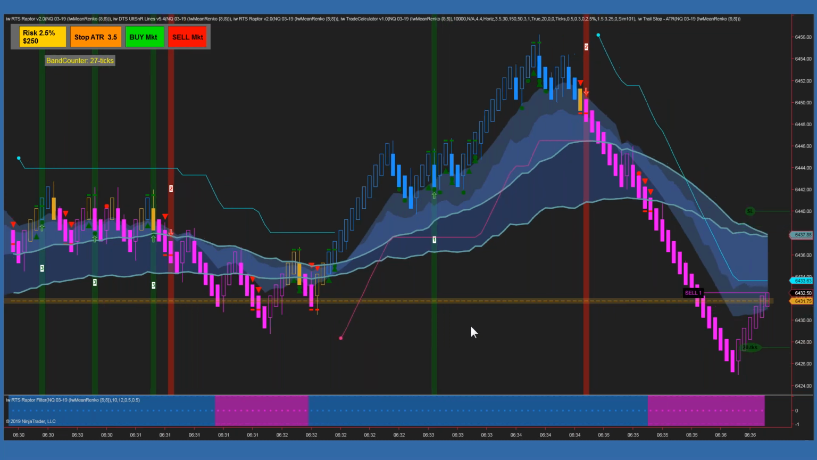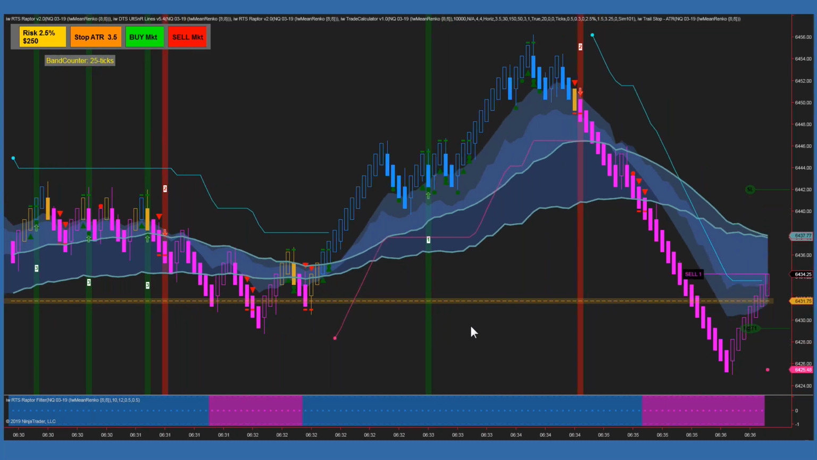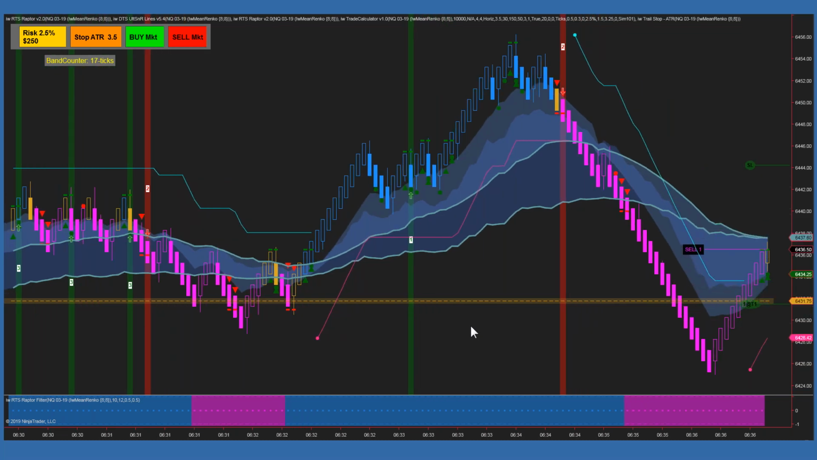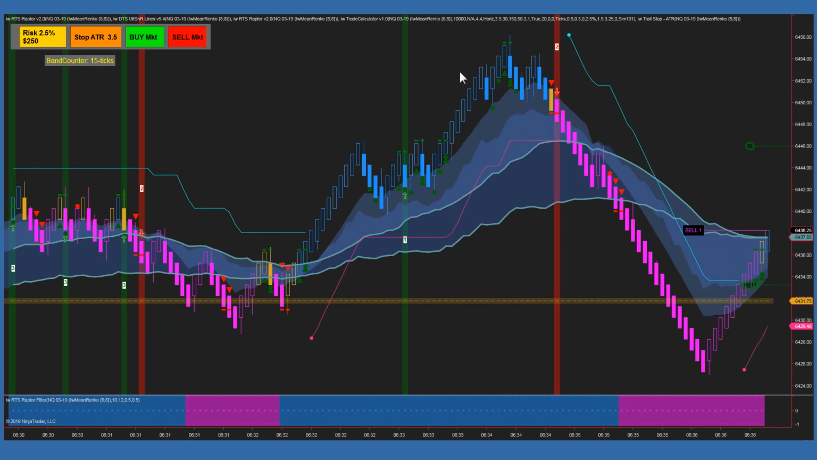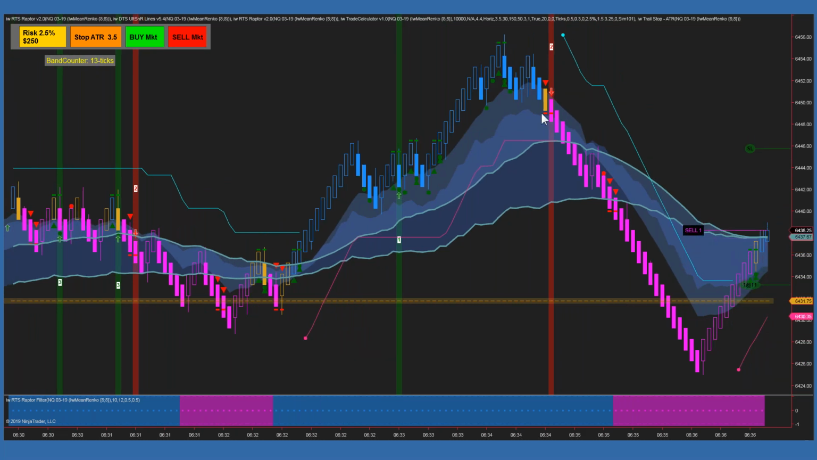It does look like the initial move is lower here. We did get a number 2 signal back here. Would have been a little bit tricky to catch.